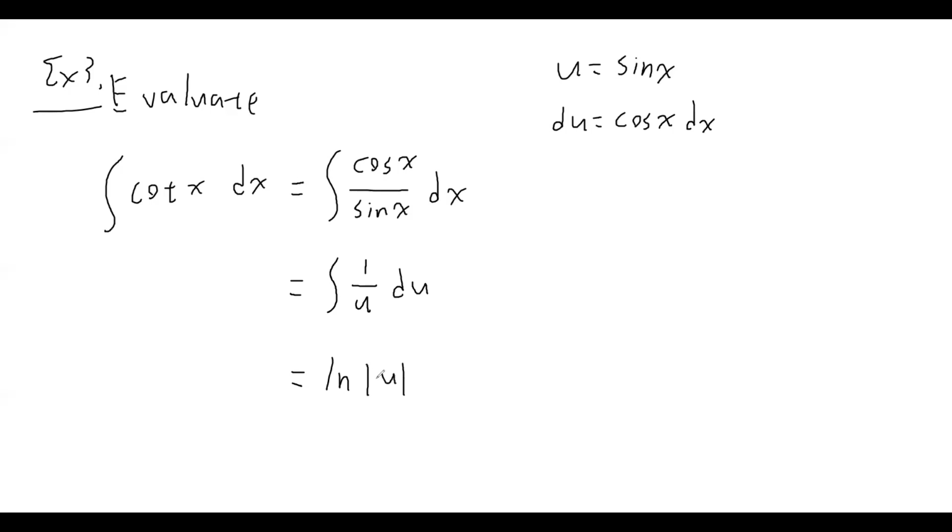Now I'm putting u in the absolute value because we're not sure that u is positive. And reverse sub, ln of absolute value of sine x. In this case, since we don't know what domain we're working on, we don't know if sine of x is strictly positive, but sine of x can be negative even when x is positive. So I'm adding the absolute value there.